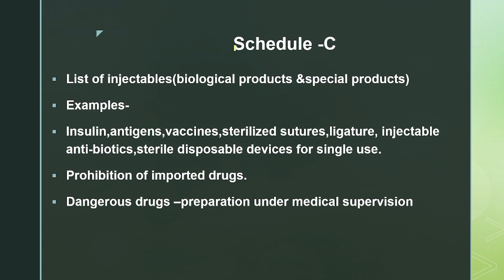And Schedule C. Schedule C mostly deals with the list of injectables, mostly containing biological products and special products. C means special products. Biological products are mostly examples like insulin, antigens, vaccines, sterilized structures and injectable antibiotics, and sterile disposable devices. They are mostly single use. After using them one time they will be thrown out. Okay, this is about Schedule C.